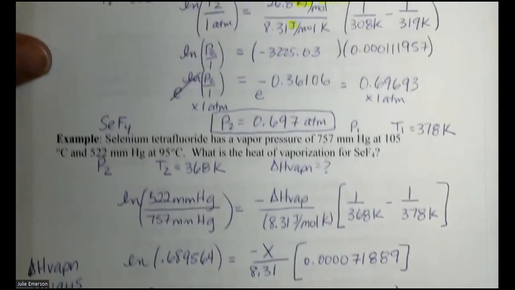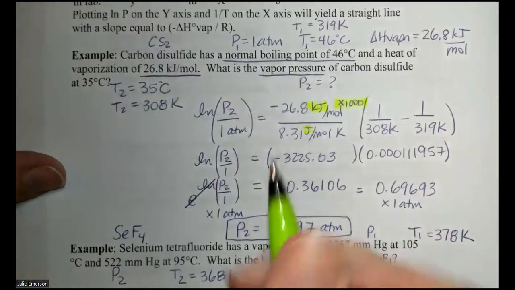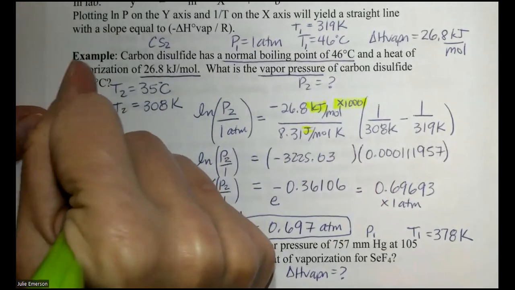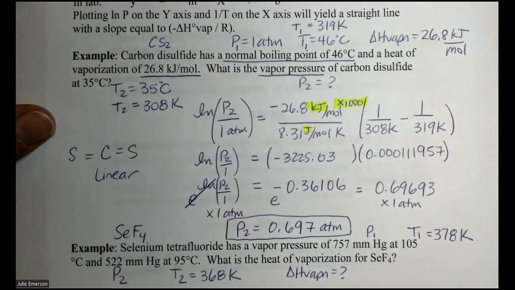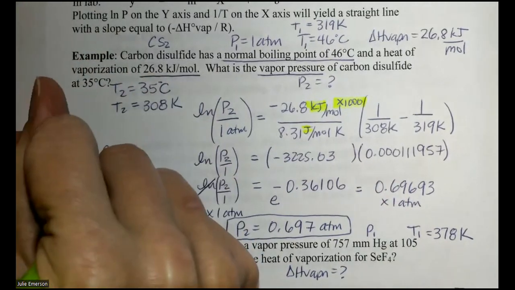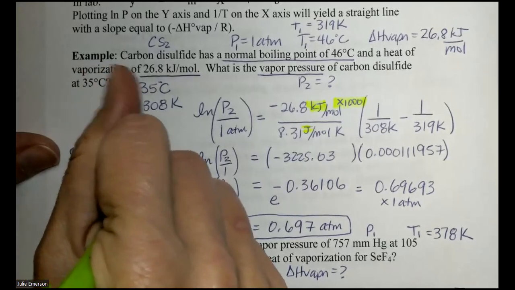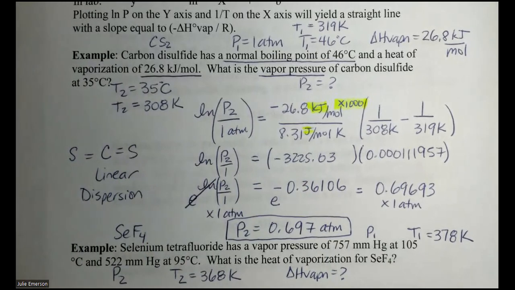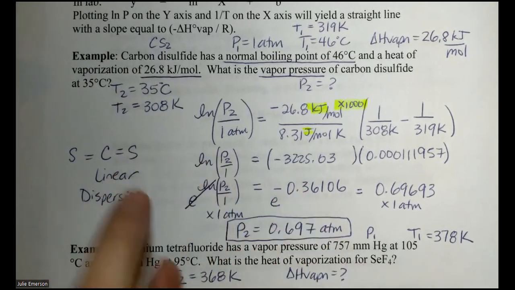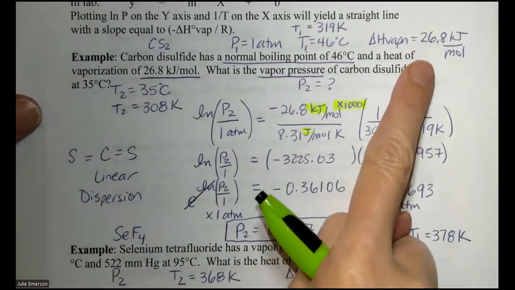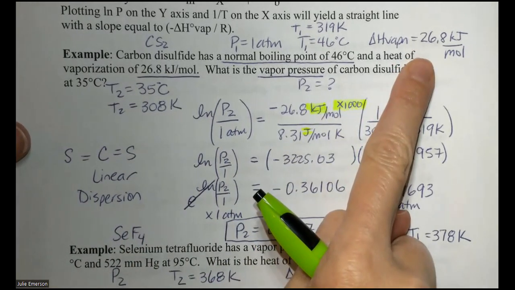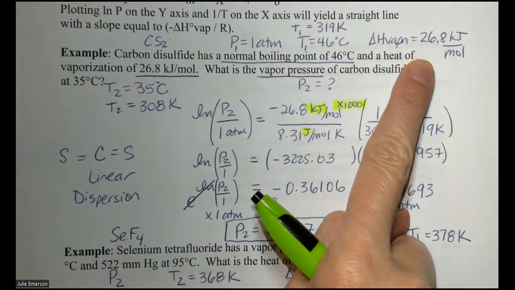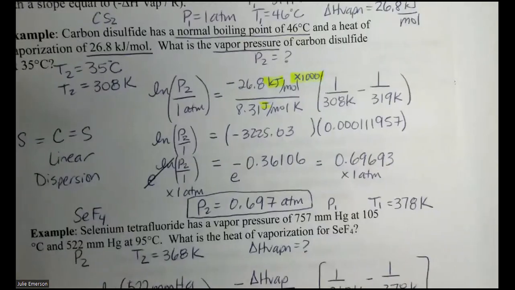If I go back to the last compound, we had carbon disulfide, which is a carbon center double bonded to 2 sulfurs. It is just a linear molecule. So carbon disulfide only has dispersion forces, no dipole-dipole, because the 2 sulfurs are pulling equally in opposite directions. So weaker forces, lower heat of vaporization, which means that the vapor pressure will be higher at lower temperatures because it's easier to turn them into a gas phase.